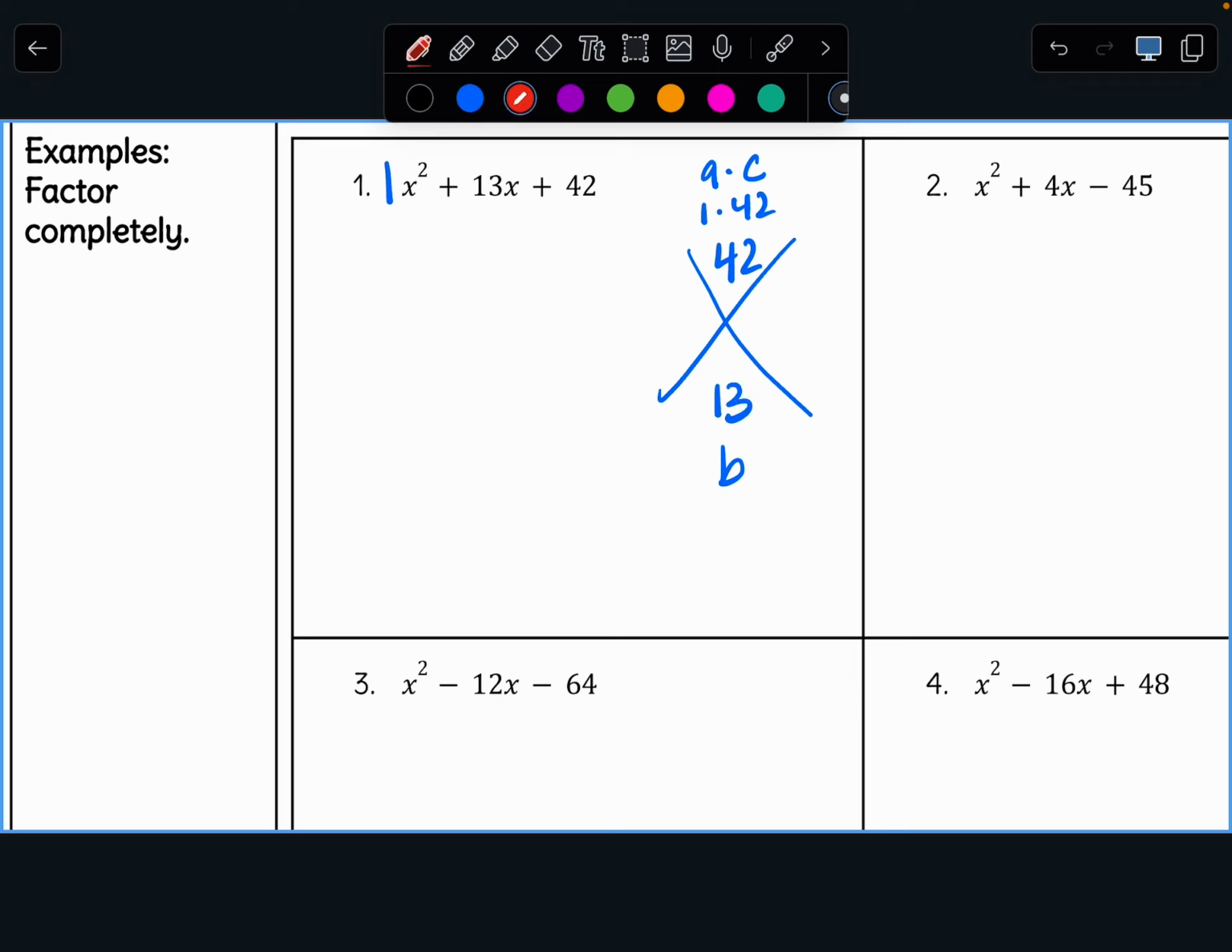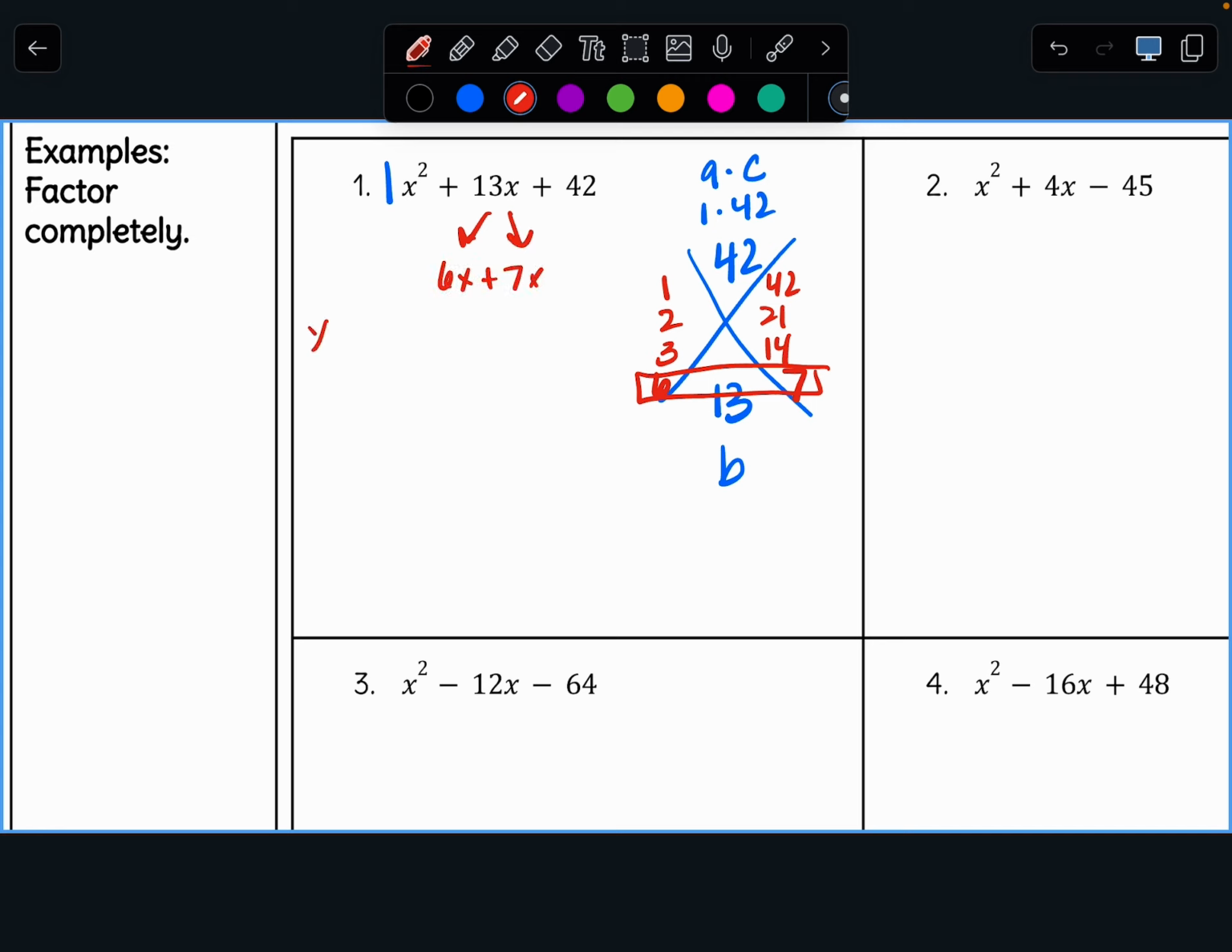What are all the factors of 42? Make sure I don't forget any on my card. Yep, I would have forgotten one. So 1 and 42, 2 and 21, 3 and 14, 6 and 7. Which one of those adds to be 13? 6 and 7. So we break it up into 6x plus 7x.